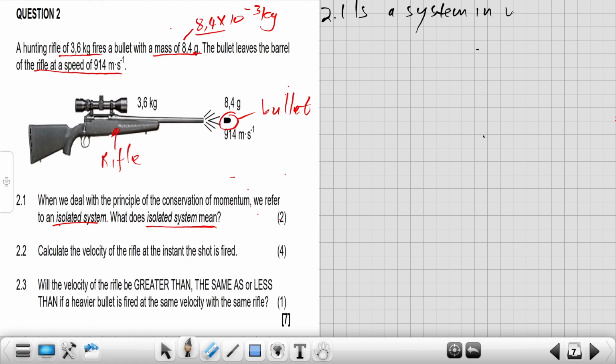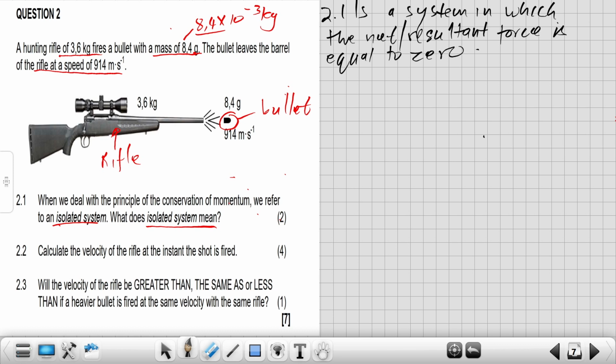So the correct definition will be: an isolated system is a system in which the net force or resultant force is equal to 0. It's 2 or 0. So 2 or 0, then you get your 2 marks. So we are looking for net force equals to 0. That is what we are looking for.